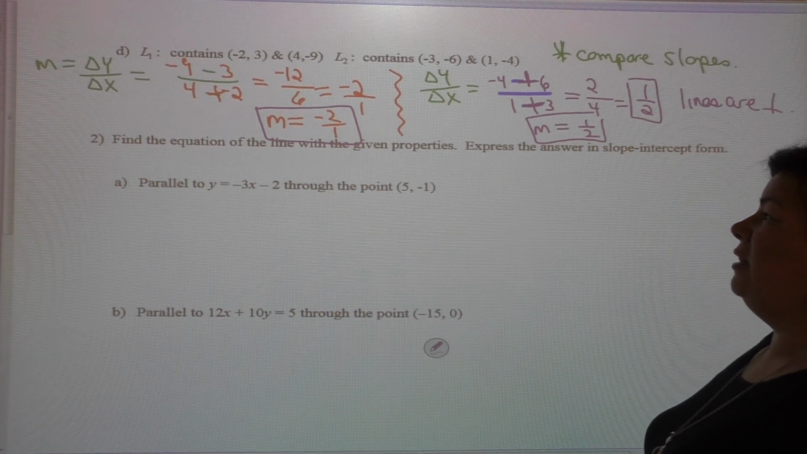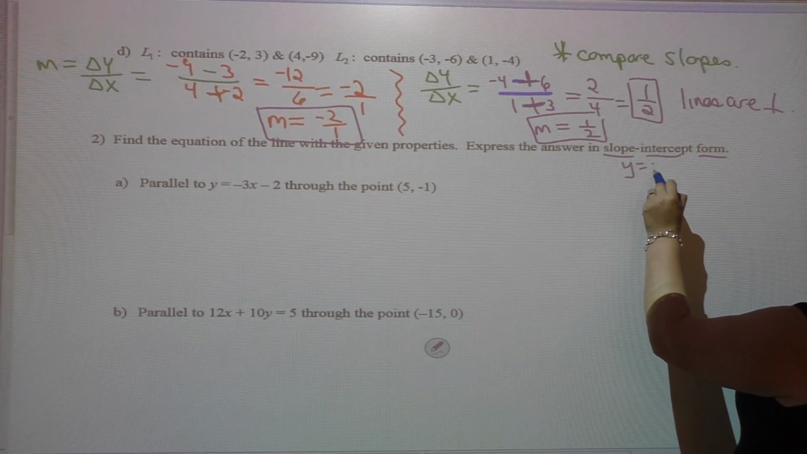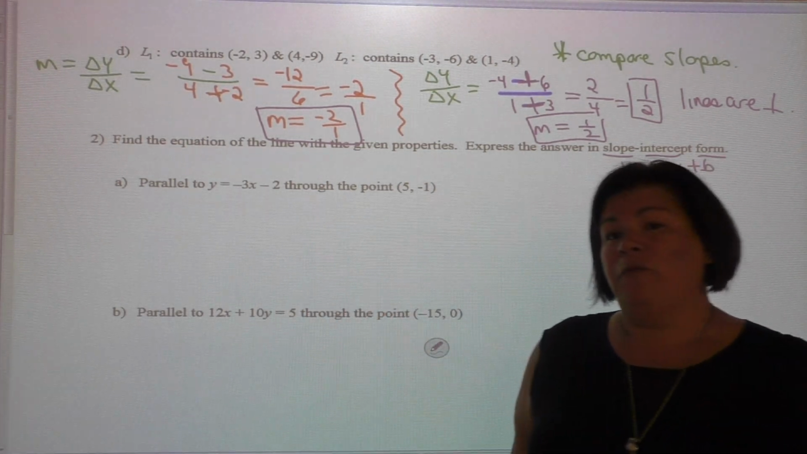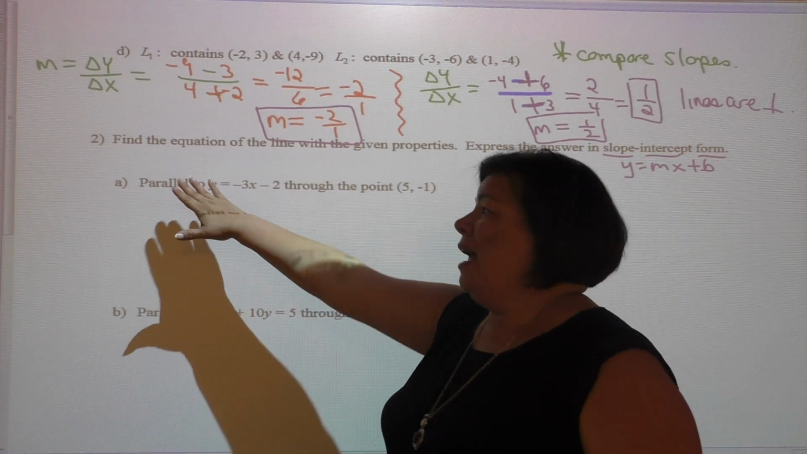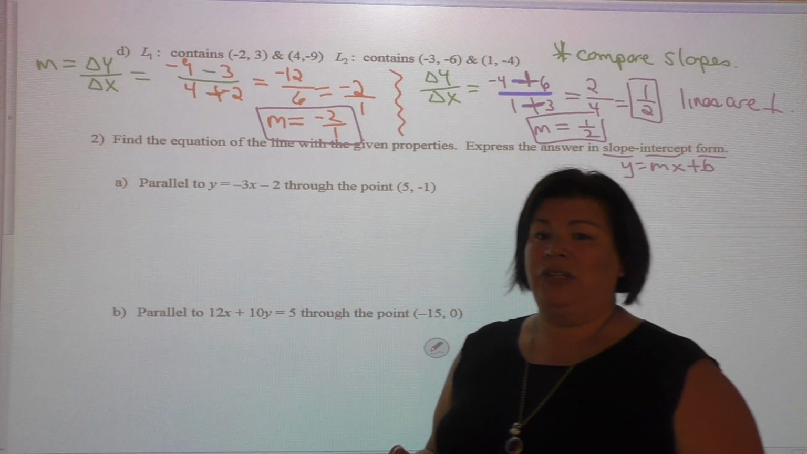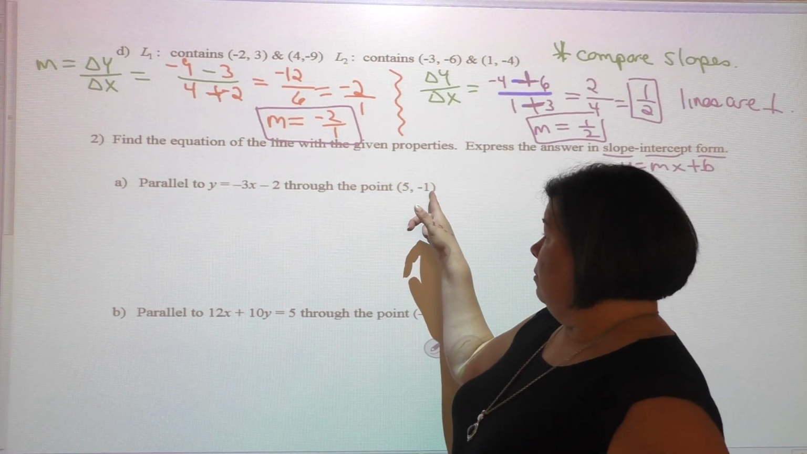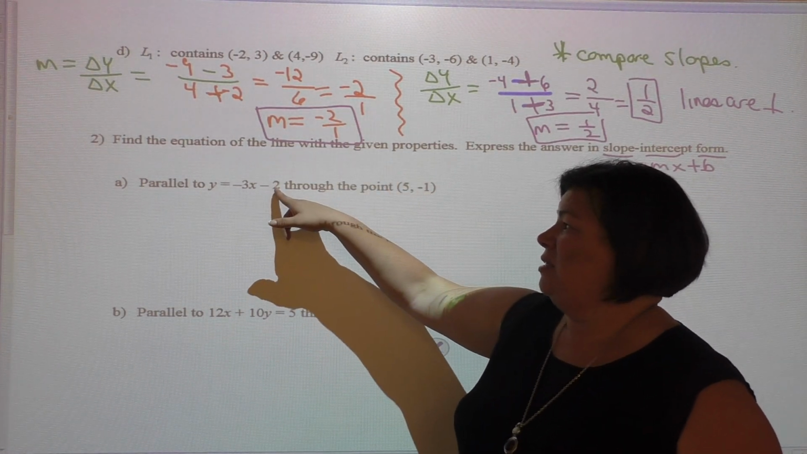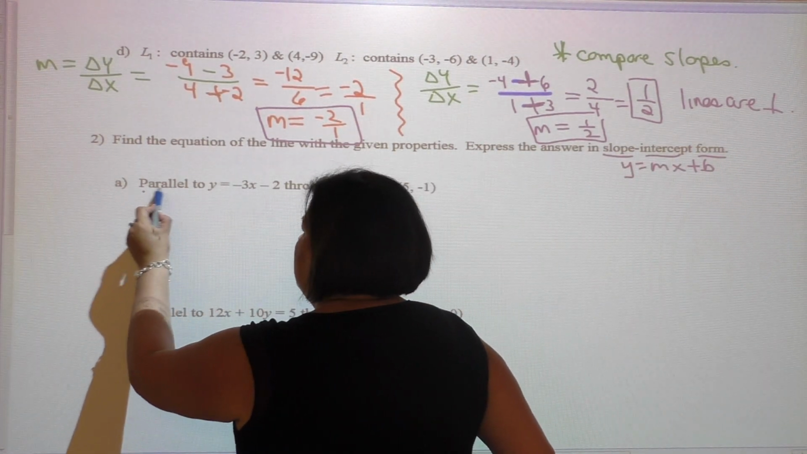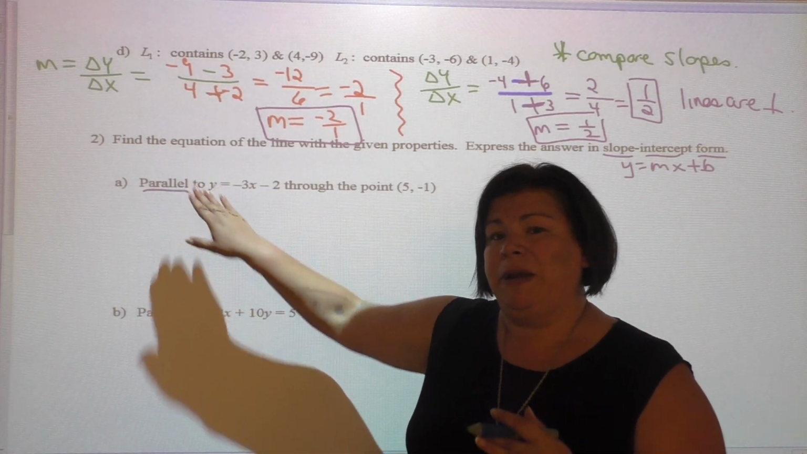All right, let's look at number 2. Find the equation of a line with the given properties. Express the answer in slope-intercept form, which of course is y equals mx plus b. But to do that, we're going to use point-slope form. Look here, they actually gave you a line, and they want you to find the equation of the line. You're like, why are they giving us a line then? What use is that? Do I just take this point and put this in here for my y-intercept? You do not. The only reason they gave us the line is to use the slope that's parallel to that.